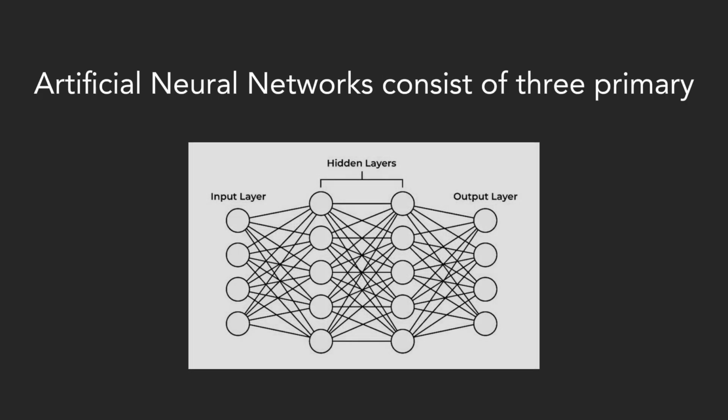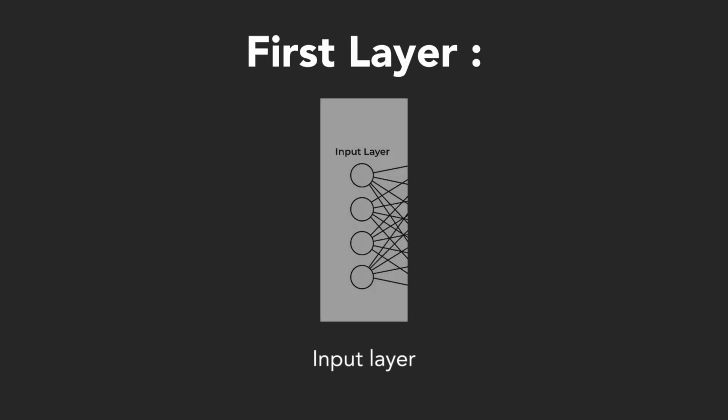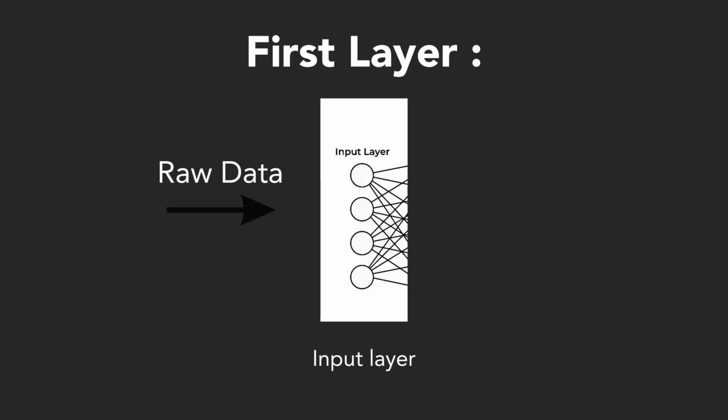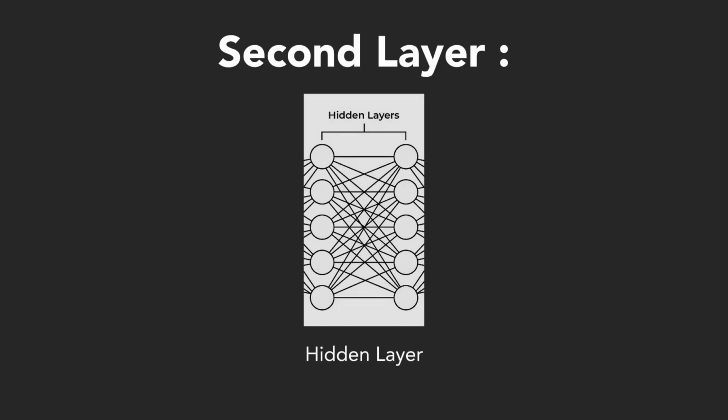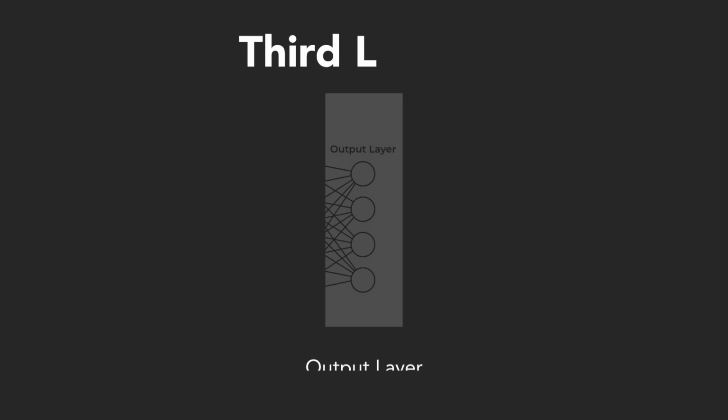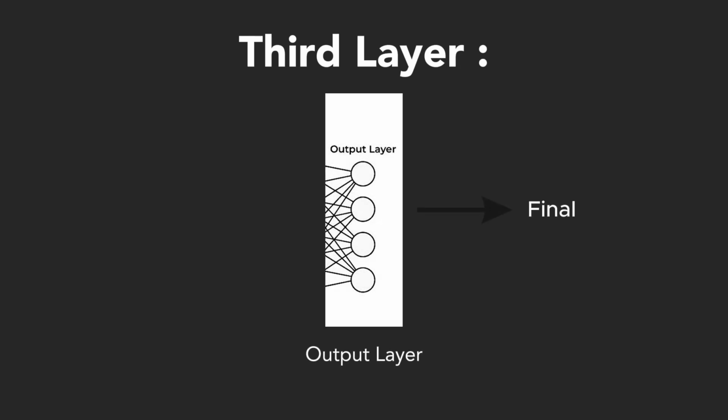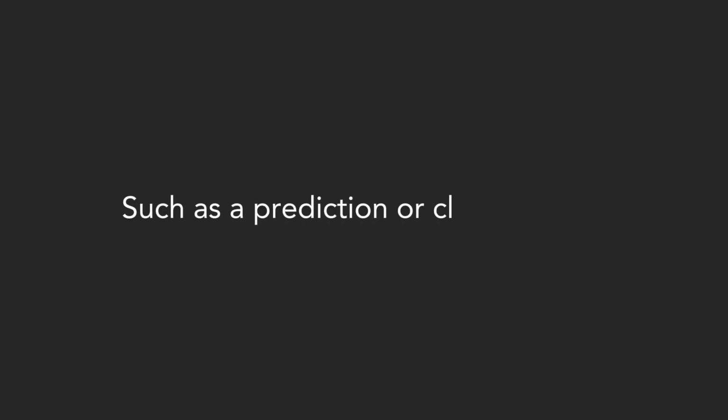How do artificial neural networks work? An artificial neural network consists of three primary layers. First is the input layer, which accepts raw data. Second is the hidden layer, which performs computation and feature extraction by applying weights and activation functions. Third is the output layer, which produces the final result such as a prediction or classification.